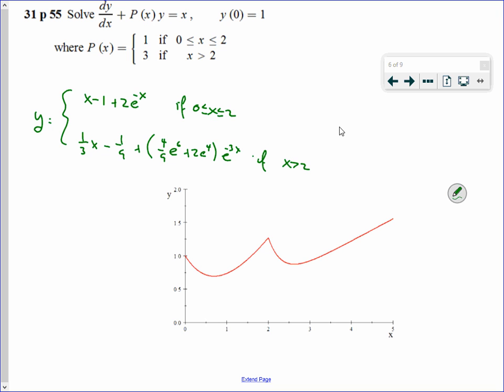And I'm going to assign number 32, where the discontinuity is not in the coefficient of y, it's in the function on the right side, what we usually call q of x. And you work it the same way. You'll find a solution for the first part, figure out what the constant has to be, find a solution for the second part, and figure out what that constant has to be so that the solutions piece together at that discontinuity point. So even though the original differential equation had a discontinuity in it, the solution doesn't.